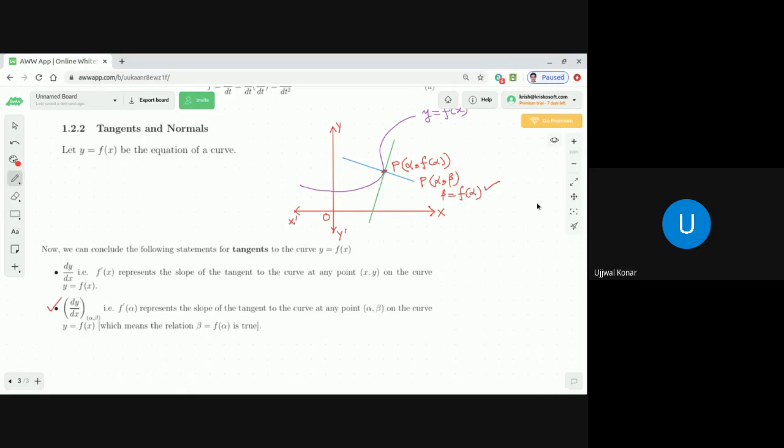Correct. Now, as we understood about the slope, it is very easy to find the equation of the tangent. Correct or not? So the equation of the tangent is very easy to find out. So how to find the equation of the tangent? Let me show you.